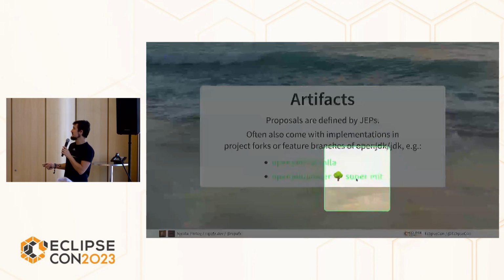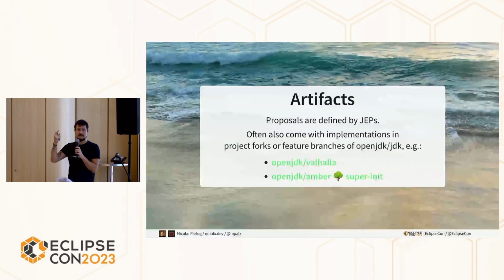In Amber, there's a branch called superinit that contains the code for the statements before super JEP. So if you're super interested, you can look into that branch and into the diff versus the main branch, and you can see what this feature consists of. You can build that JDK if you want to, so even before this makes it as a preview feature into the JDK, you can build it and use it.